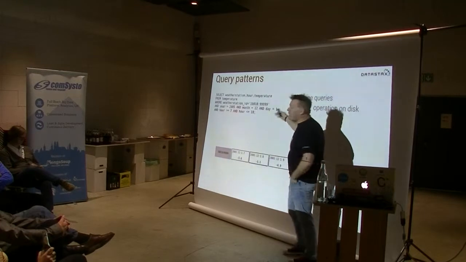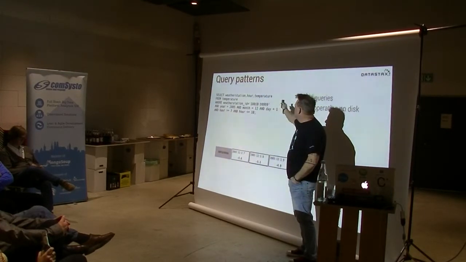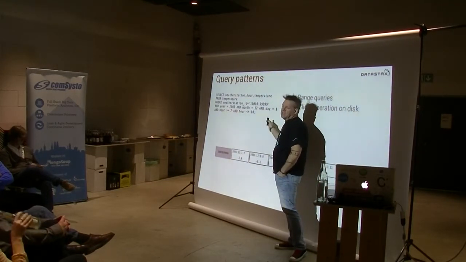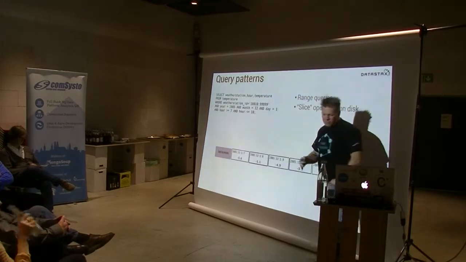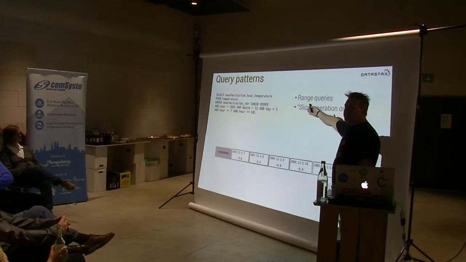So here's a query pattern that's pretty typical. This is going to build out our graph. You know, it's going to have a range of data. So I say, here's my weather station, blah, blah, blah, and then I put in this range. I want an hour from 7 to 10. Now, that's what we call a slice or range query. And what makes that unique now?